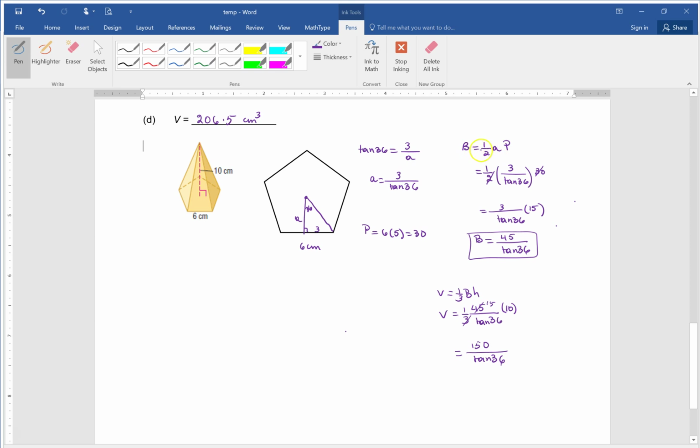Remember, this comes from dividing into triangles and finding the area. So what's the formula for the area of a triangle? Half times base times height. You're going to have that half in there.